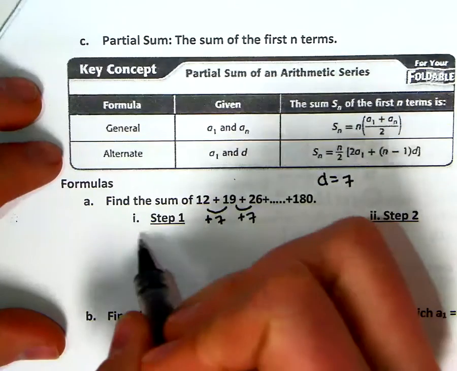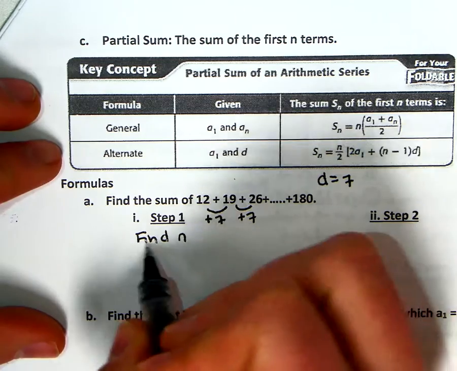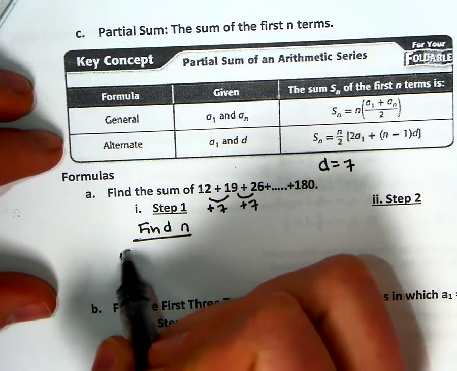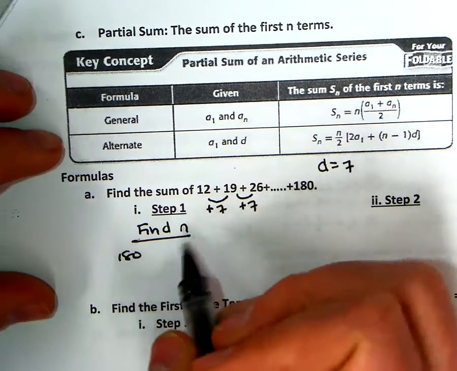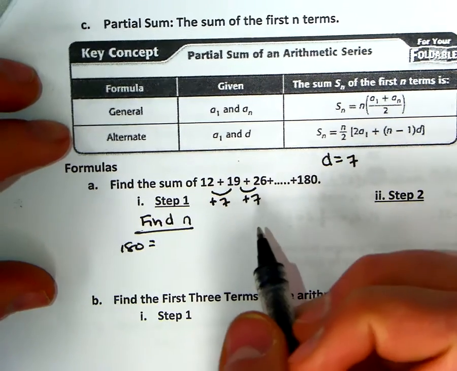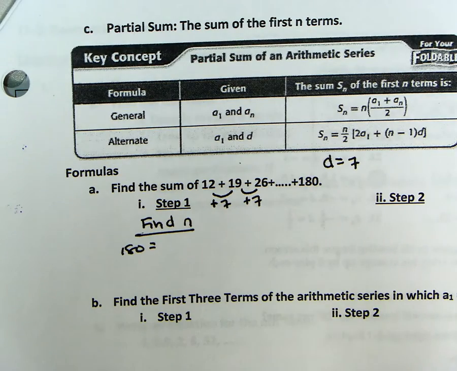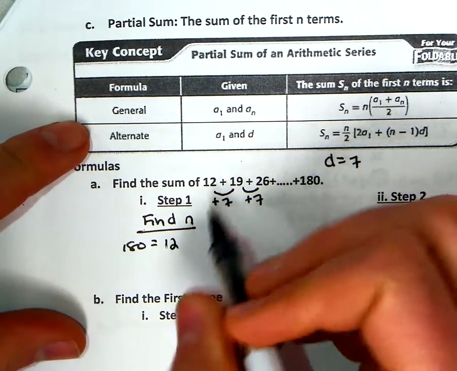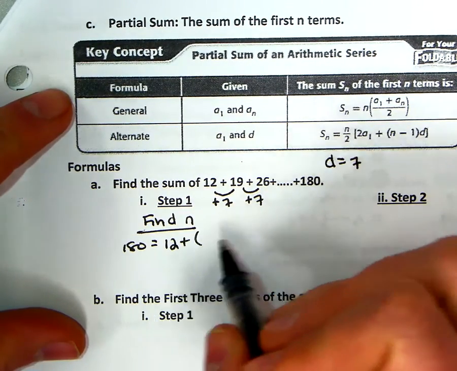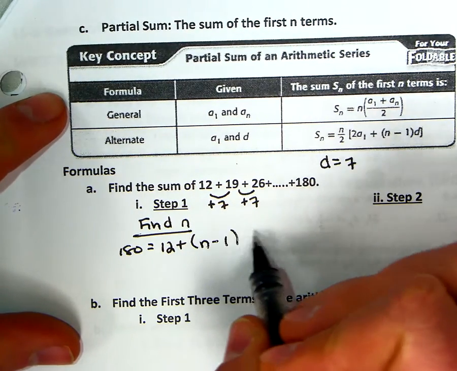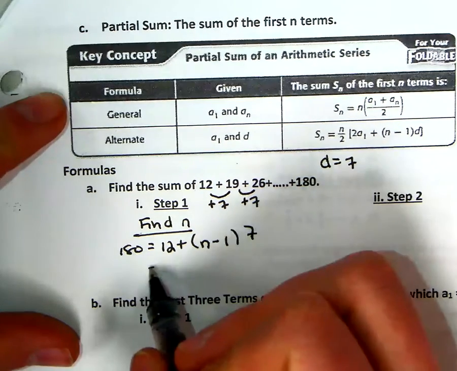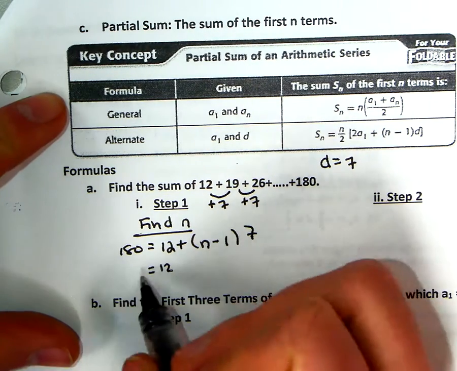But our first step would be to find n. I want to find my number of terms. So my last one is 180. That's my last term, equals, and now I have to deal with my A1. What is my first term? That's 12. Plus, and then we have n minus 1. And then, yes, we are going to have to use the common difference, so we have 7.